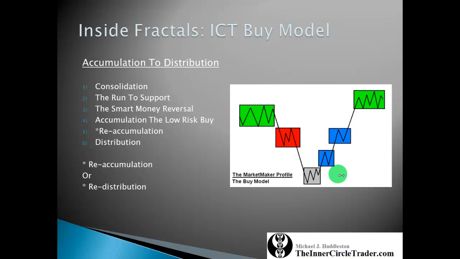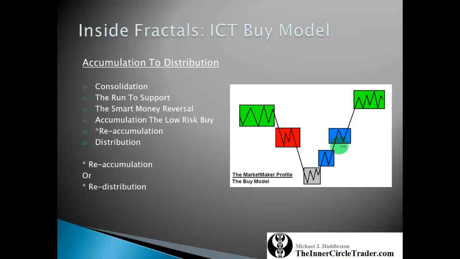It took a lot of years of studying price action for me to be able to identify this stuff in advance, back here at this stage during the initial consolidation, then expecting the run to support, and then the smart money reversal at the low. And then there is an accumulation, which is going to be the low risk accumulation buy. That's the first of the blue area on the overall profile.